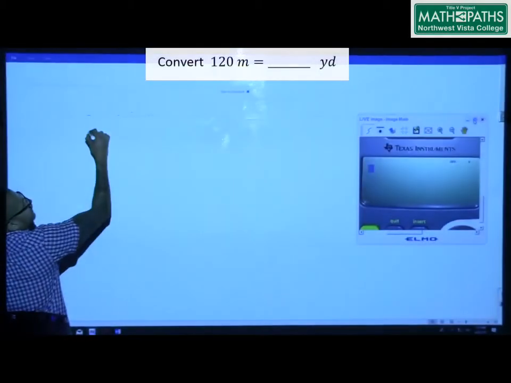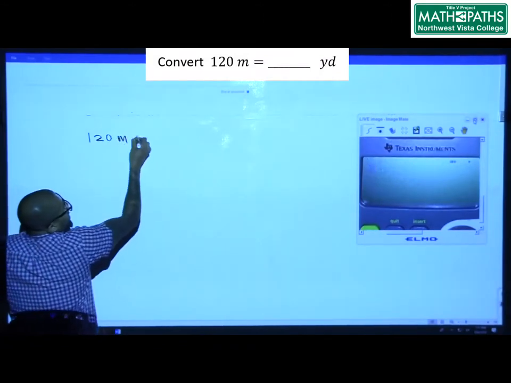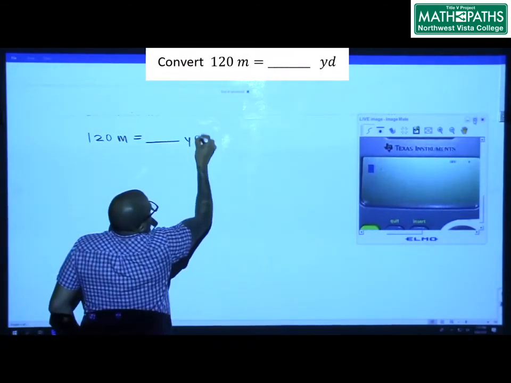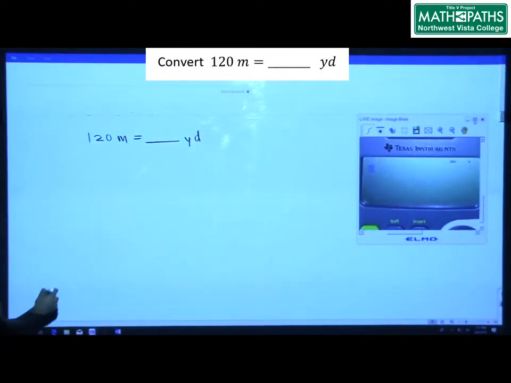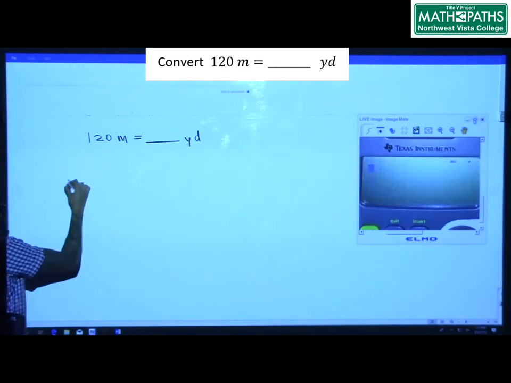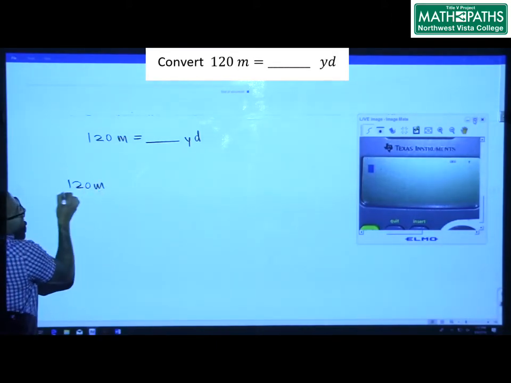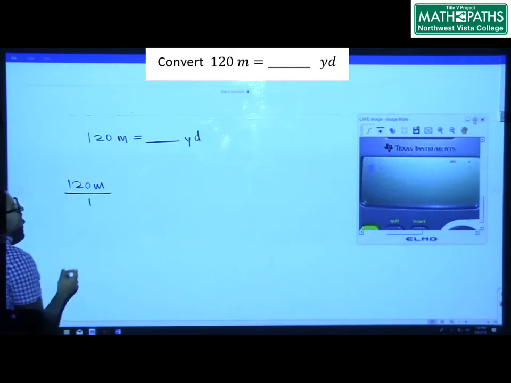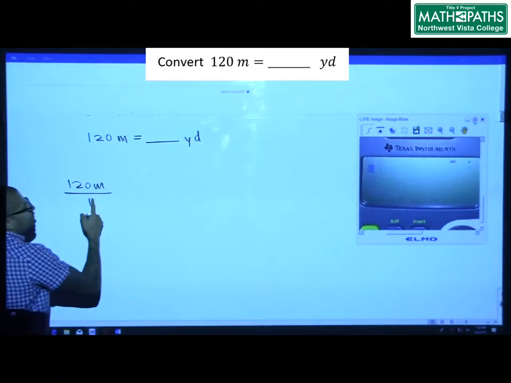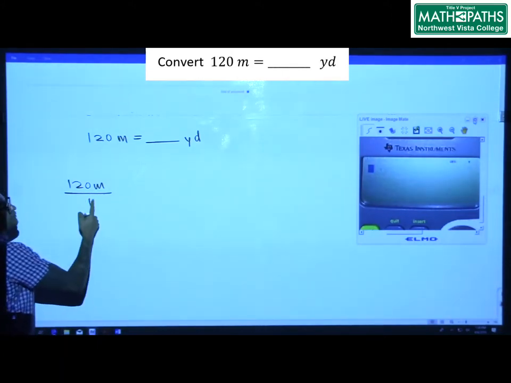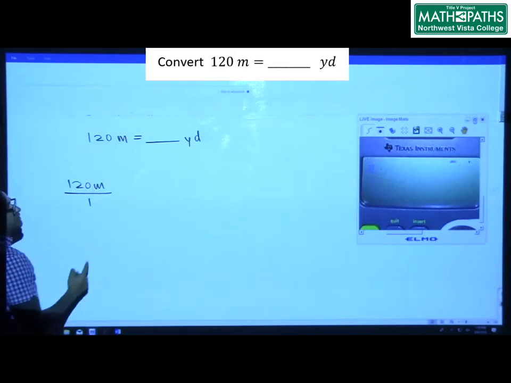Let's try converting 120 meters into yards. So first I'm going to set up a unit ratio for 120 meters. So I put 120 meters over 1. And now I don't know off the top of my head a direct conversion that goes from meters into yards.